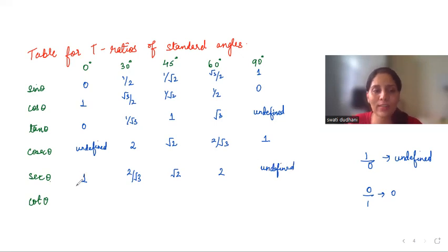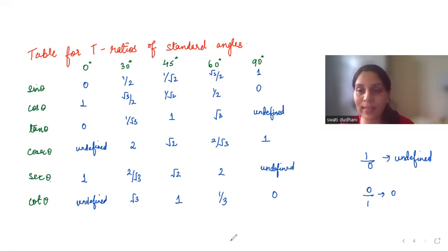Okay, last, cot is the reciprocal of tan. 1 by 0 is again undefined. 1 by root 3 reciprocal is root 3 by 1. And then root 3 reciprocal is 1 by root 3. And 1 by undefined is 0. So it's very easy to remember. And the questions on this are from the second exercise. If you know the angles, you just need to substitute in the question and you get the answer.